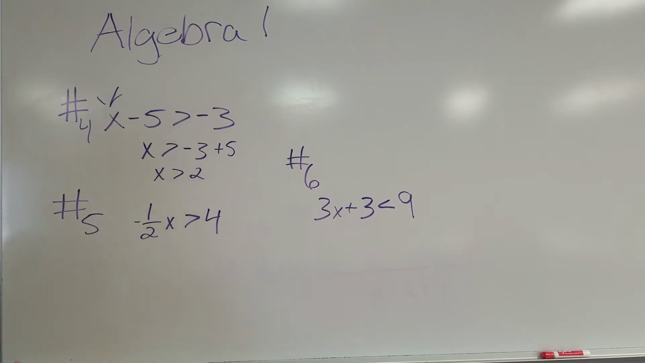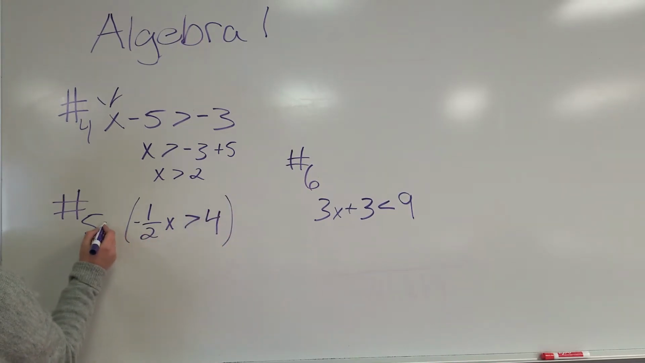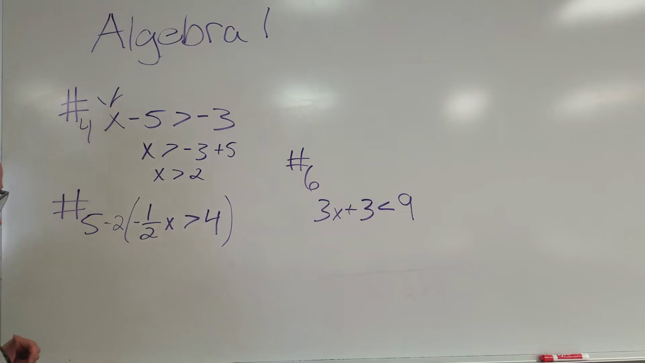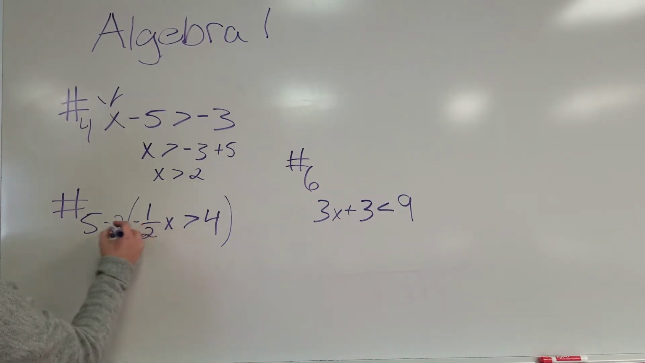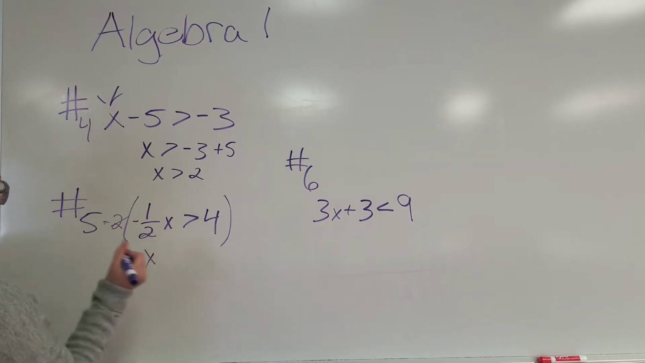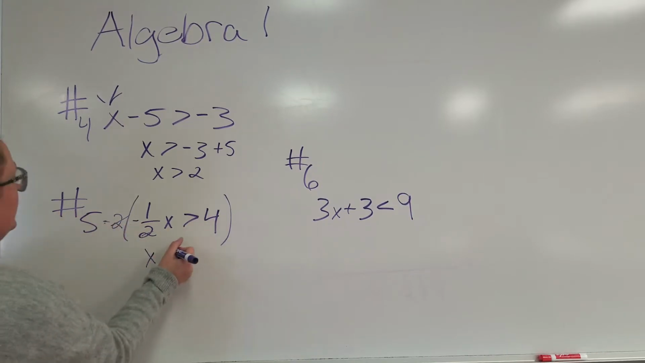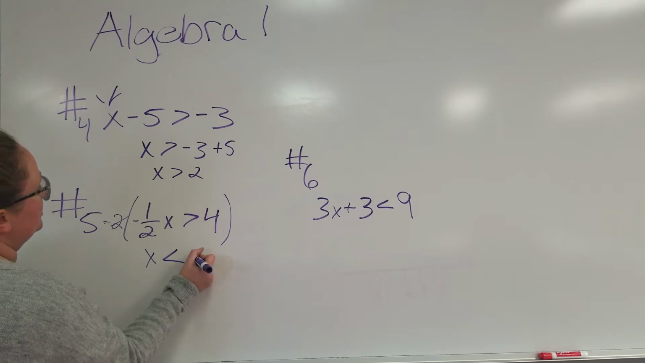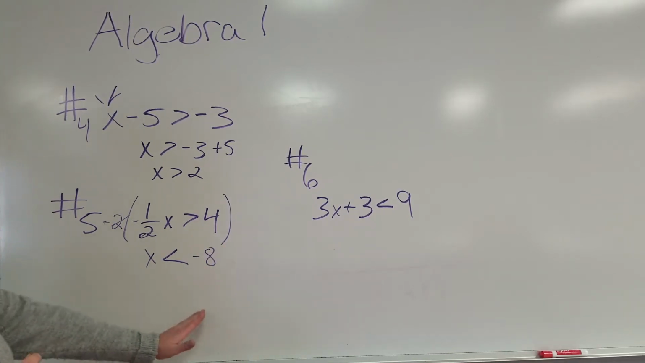Number 5, same thing. They give us a fraction to deal with. And so the easiest thing to do is multiply by the common denominator. Actually, we're going to multiply by negative 2. It'll change these signs. So the 2's cancel here, and a negative 1 times a negative 1 is a positive 1. So positive x. This sign flips because you're multiplying by a negative. The sign flips over, and then you have negative 2 times 4, which is negative 8. So the final answer is x is less than negative 8.